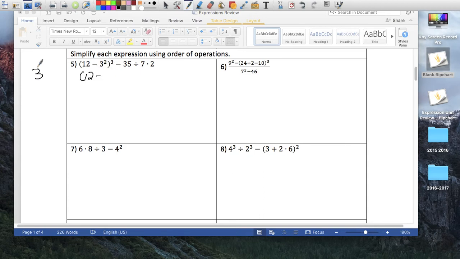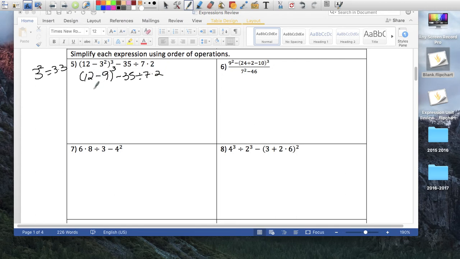3 to the second power. It's not 3 times 2. It's 3 times 3, repeated twice. So 3 times 3 is 9. Then I'm going to raise that to the third power. Minus 35 divided by 7 times 2.